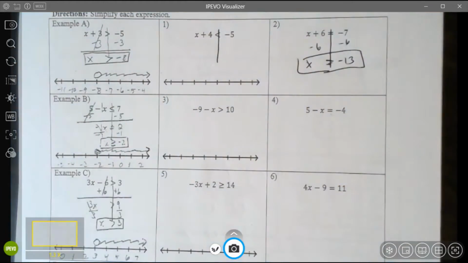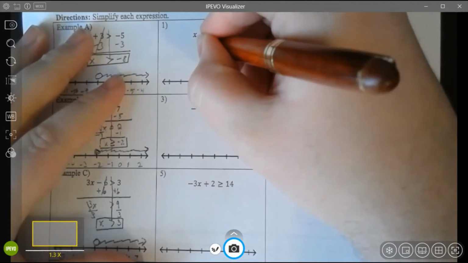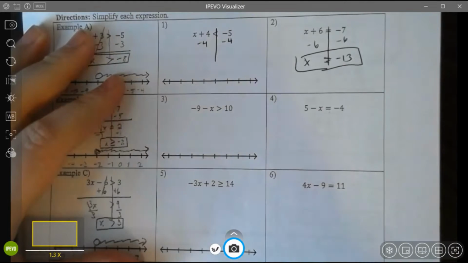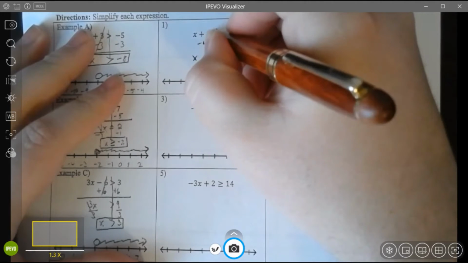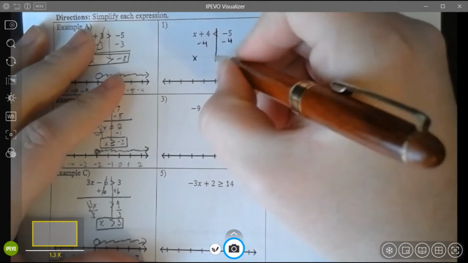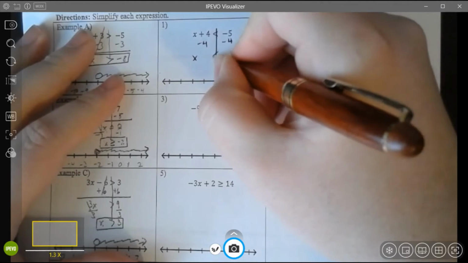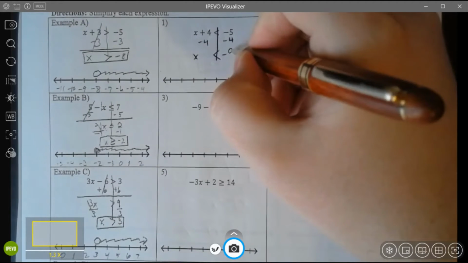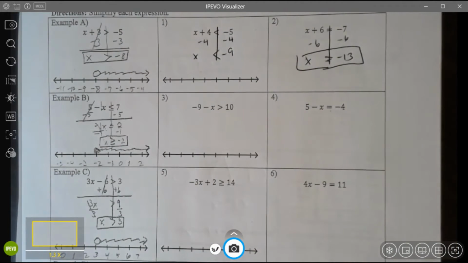To solve that one, we're going to subtract 4 from both sides. And then you have x, +4 minus 4 is 0. And there's this less than sign. And then -5 minus 4 is -9. So we're going to plot this on the number line. This is the way that we show all of the solutions to this inequality.